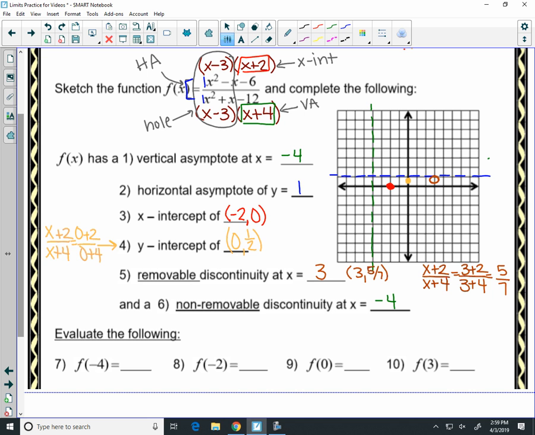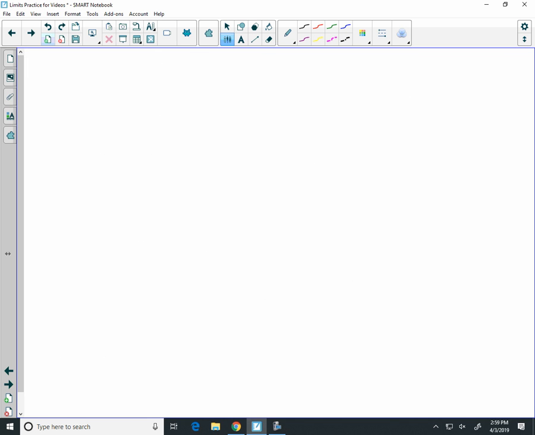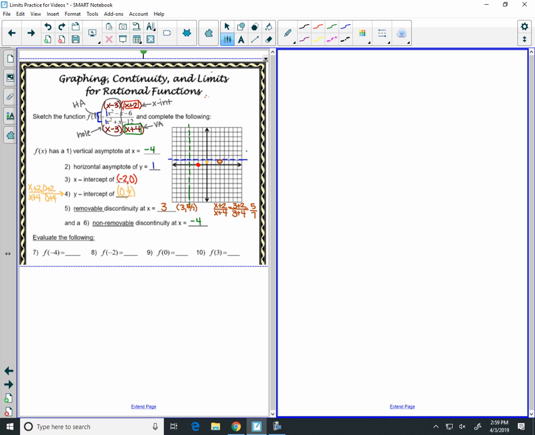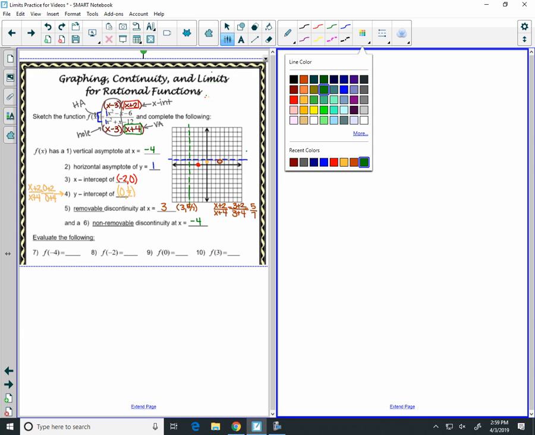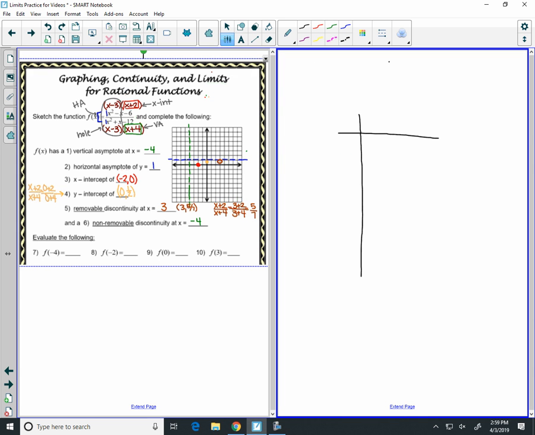So what I'm going to do is add a page in between here. See if I can do a little split screen real quick and get us a couple points. So our vertical asymptote is at -4. I would like the value at -3, and then a couple on the other side. So let's do -5 and -6. And again, we can use our reduced form here. The only difference between the reduced form equation, x plus 2 over x plus 4, and our original equation is that hole. So we can use this reduced form.